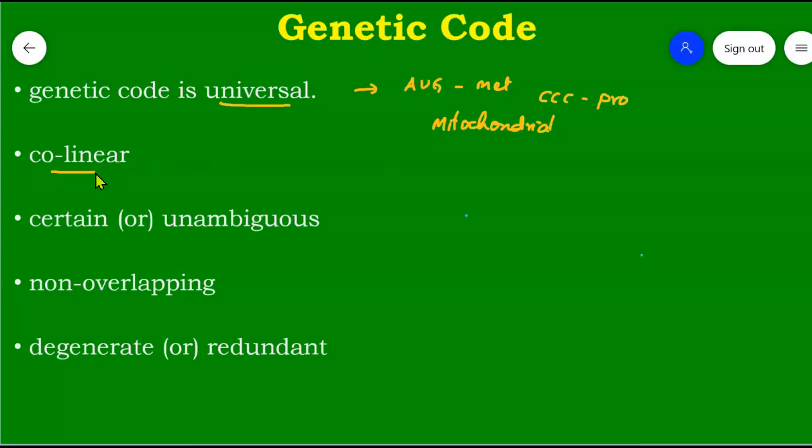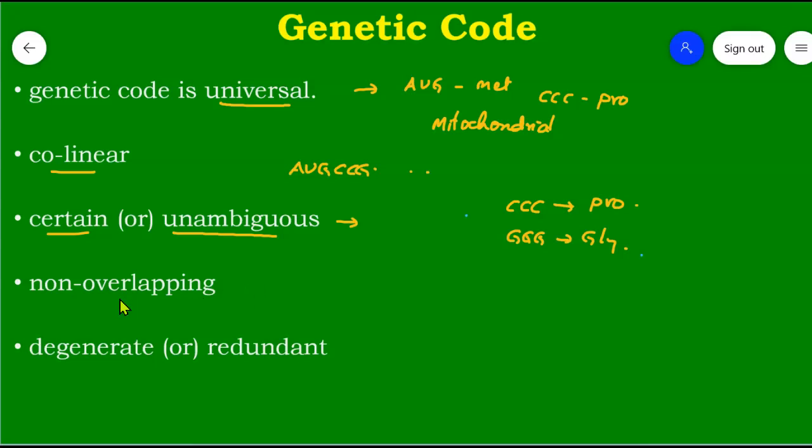And the genetic code is collinear. That means the codons are present linearly on the mRNA strand. And the genetic code is certain, that means it is unambiguous. Unambiguous means without any confusion. For example, if CCC is there, it codes for the amino acid proline. If GGG is there, it codes for the amino acid glycine. Any codon either codes for an amino acid or it codes for a start or stop signal.